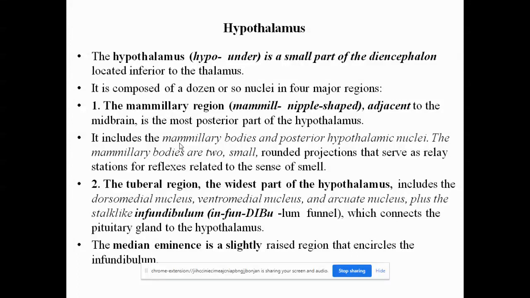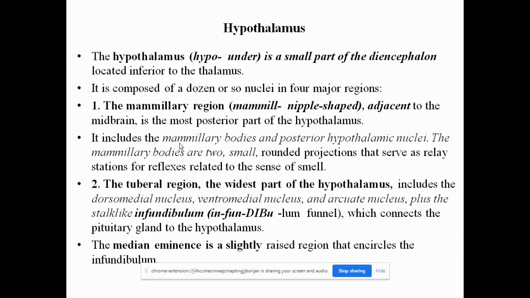The next region of the diencephalon is the hypothalamus. So the first one is the thalamus, the second one is the hypothalamus, the third one is the epithalamus. I think you would have heard this name very often. It has a very important endocrine function.